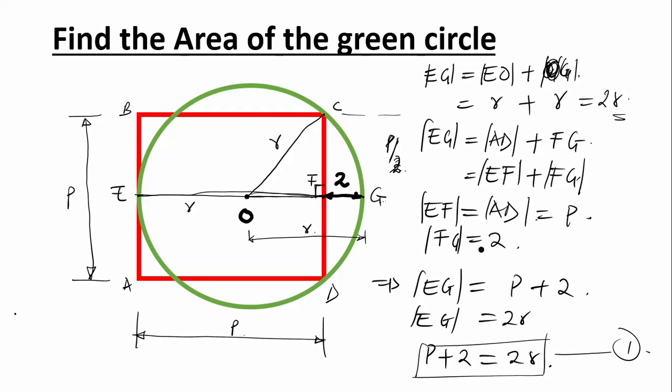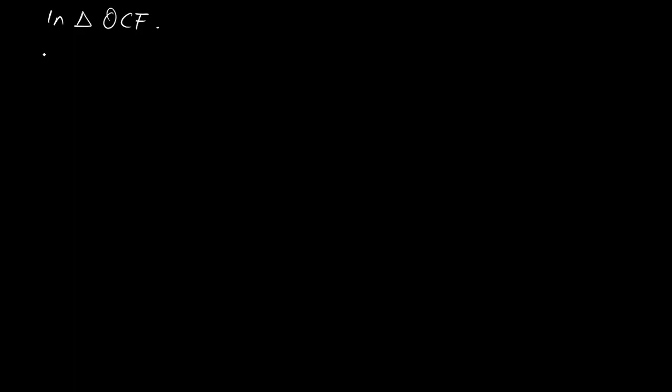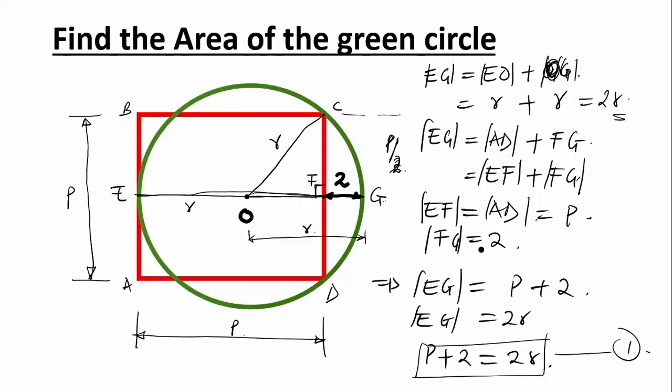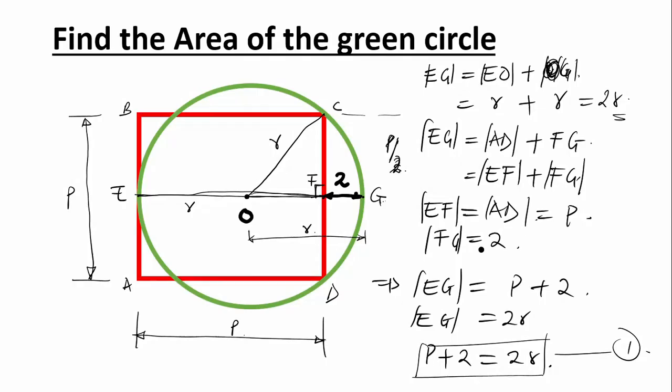Now, let me change this to white. Now in triangle OCF, angle OFC is equal to 90. So the triangle is a right angle triangle. So now we're going to apply Pythagoras theorem.